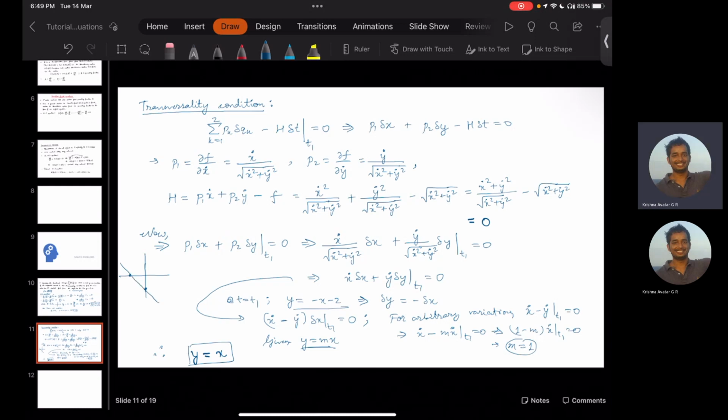Now we are asked to find the shortest line, isn't it? So we are required to determine the shortest path which connects the origin and touches the line y is equal to -2 minus x, given this x and y, and these are origin.